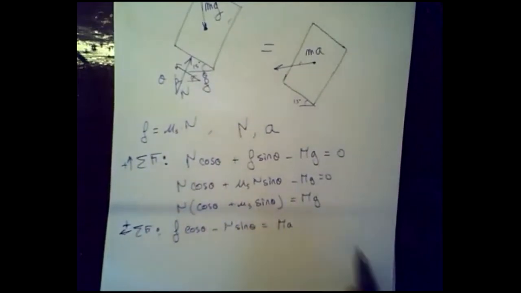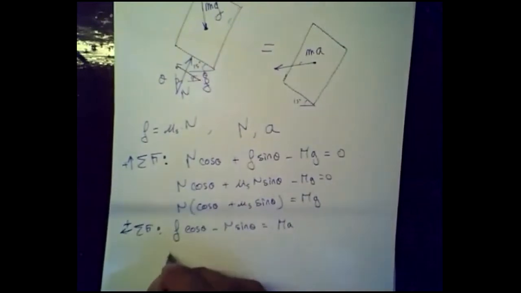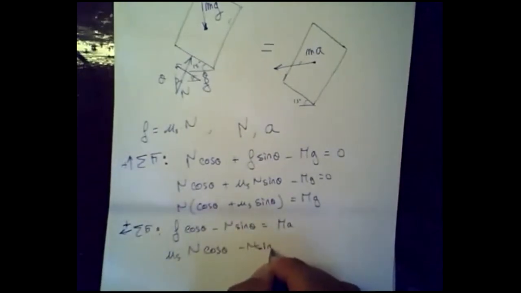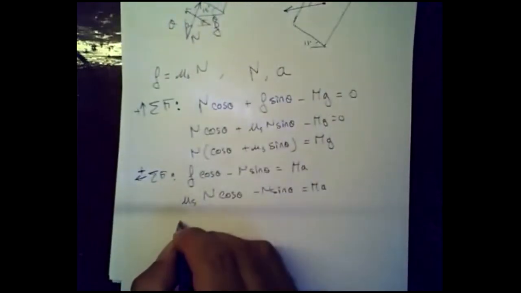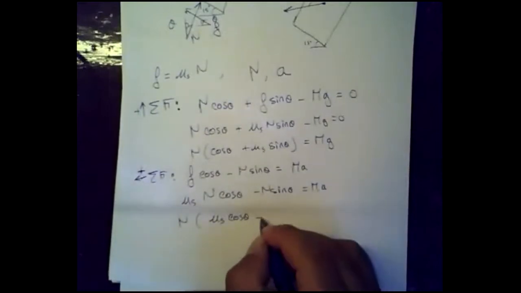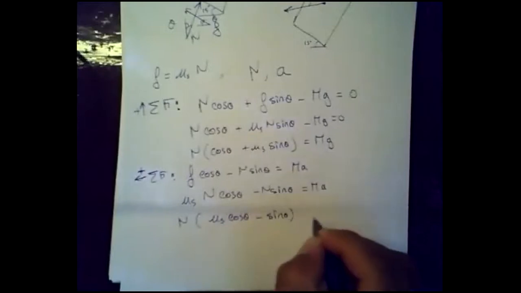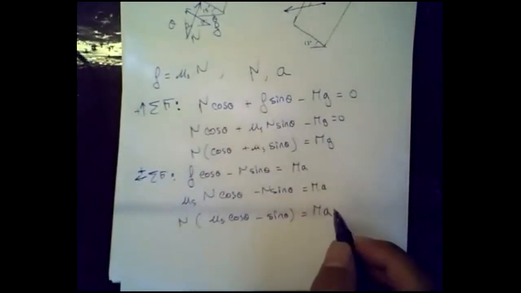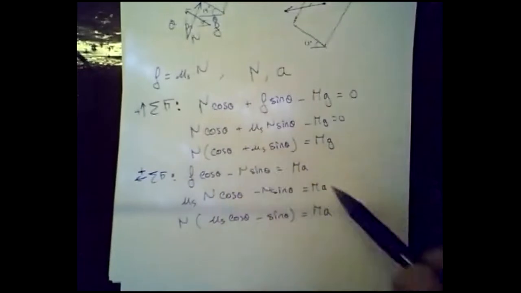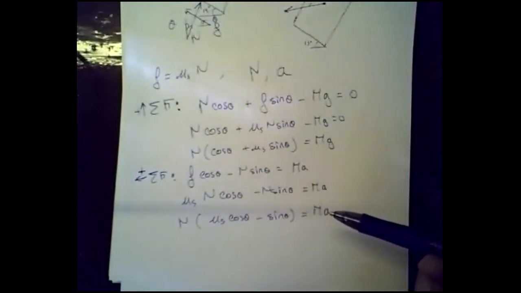So I'm just shifting to using the capital letter, right? So here we know F is going to be equal to mu S times N. So mu S N cosine theta minus N sine theta is equal to MA. And here I know N (mu S cosine theta minus sine theta) is equal to MA. And from here, I know what N is. I can directly solve for the acceleration, right? So from the vertical forces, I can solve for the normal force. And from the left side, I can essentially solve for the acceleration.